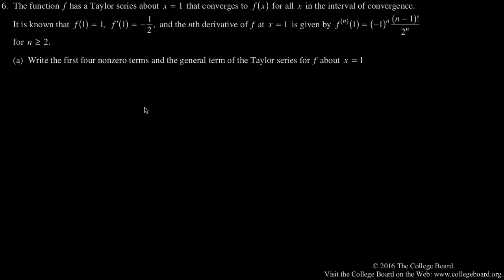All right, 2016 BC, question 6, part A. So we're given a function that has a Taylor series centered about x equals 1 that converges to f for all x in an interval of convergence. We know that f of 1 is 1, f prime of 1 is negative 1/2, and the nth derivative is equal to this for all n greater than or equal to 2. So the second, third, fourth derivative can be determined this way.